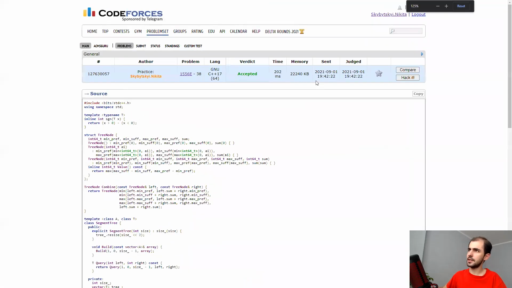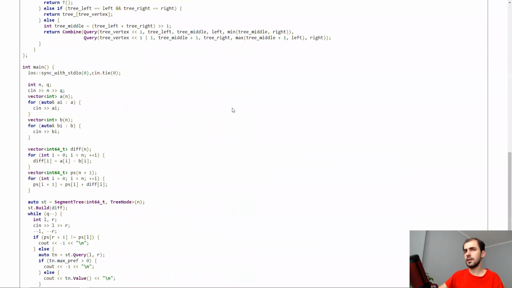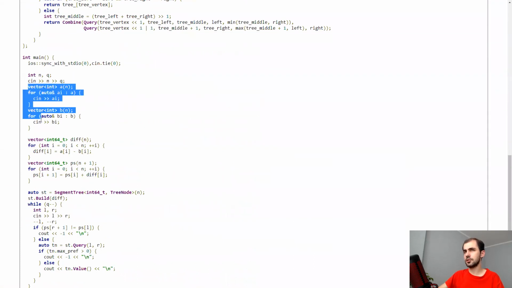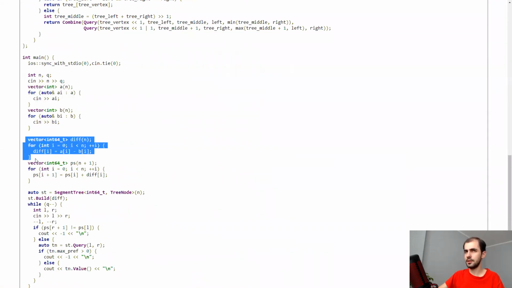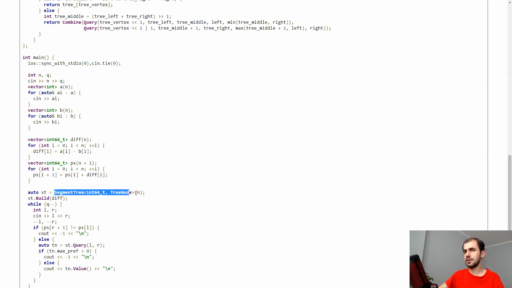So if we close that and just take a look at our implementation. First of all, our main function will just read the input, compute the difference of the two arrays, compute prefix sums, and build our segment tree, with a special case of the subarray sum not being 0.